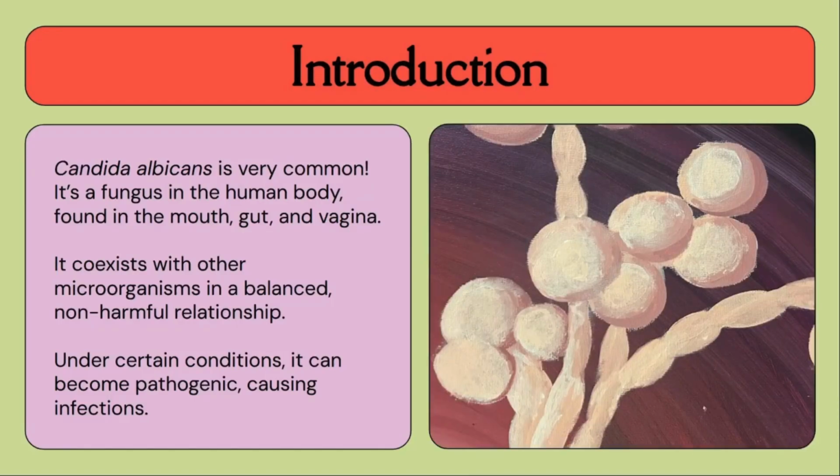Candida albicans is a common fungus found in the mouth, gut, and vagina as a part of the normal microbiota. It usually coexists peacefully with other microorganisms. However, when the body's conditions change, like a weakened immune system, it can become pathogenic and cause infections ranging from oral thrush to invasive candidiasis.